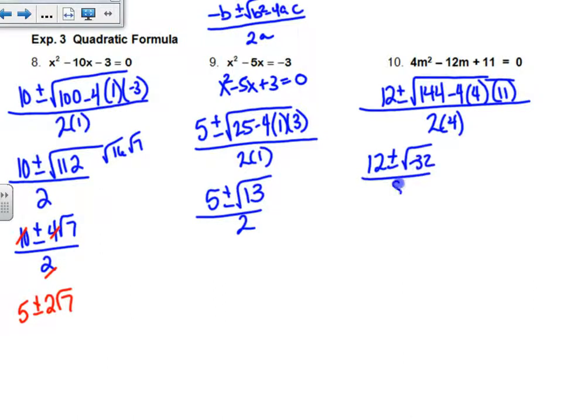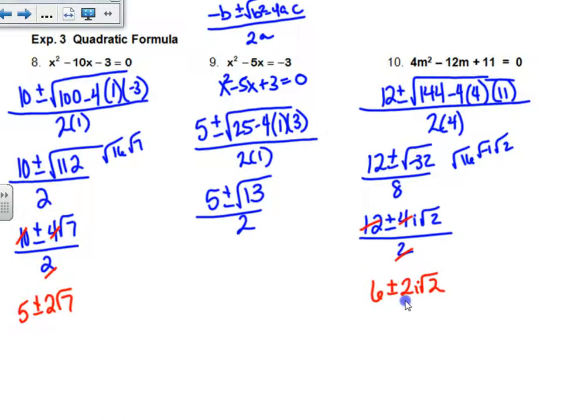Over 8, excuse me. So negative 32 breaks up into 16, negative 1, and 2, which means it's 4i square root of 2. And then again, this is not a good enough answer because 12, 4, and 2 can all be cut by a factor of 2. So 6 plus and minus 2i square root of 2 just stays. Over 1 is acceptable, it's just weird, so I'm going to keep my answer like that.